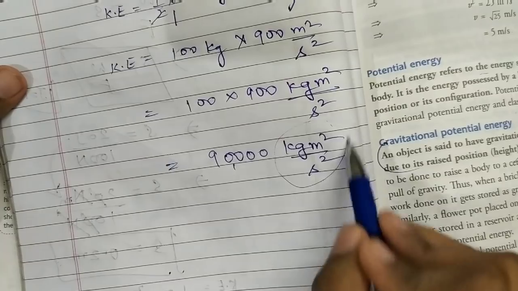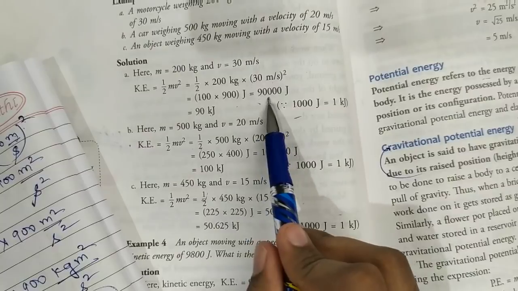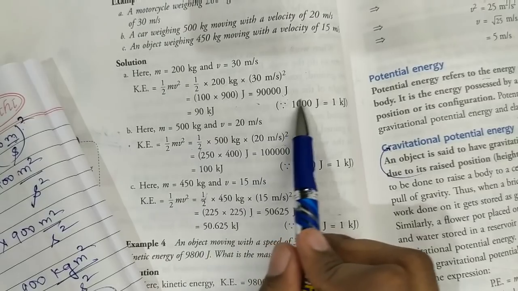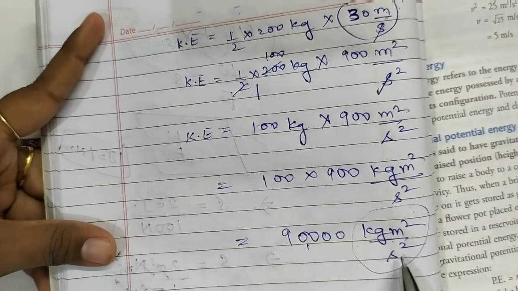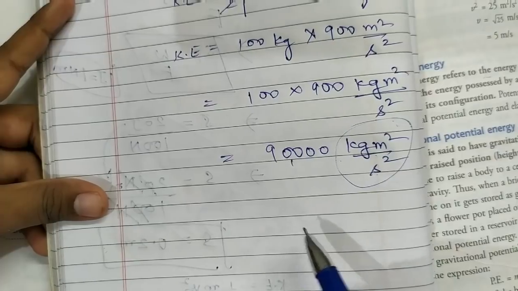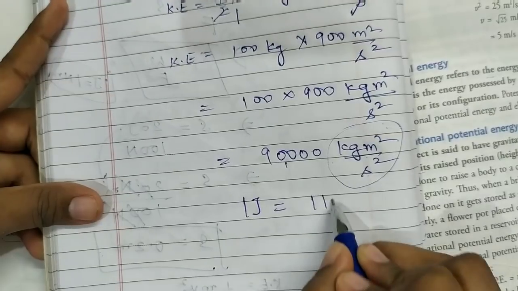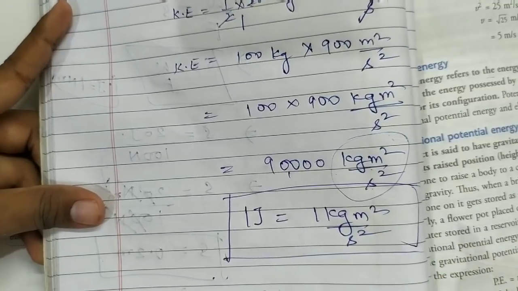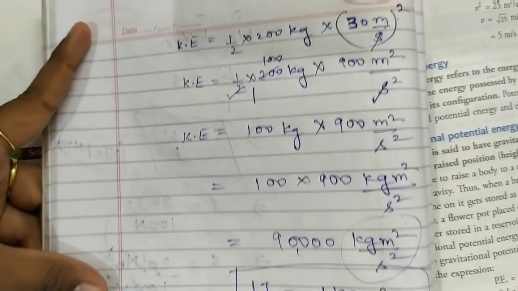Now you have got this unit, and in your book it is given, children. The unit is solved in 90,000 joule. So how did this joule come? When you have got this value, children, see, 90,000 kg meter square per second square. So do remember that 1 joule is equals to 1 kg meter square per second square. You have to remember this, and I will tell you also how this has come.